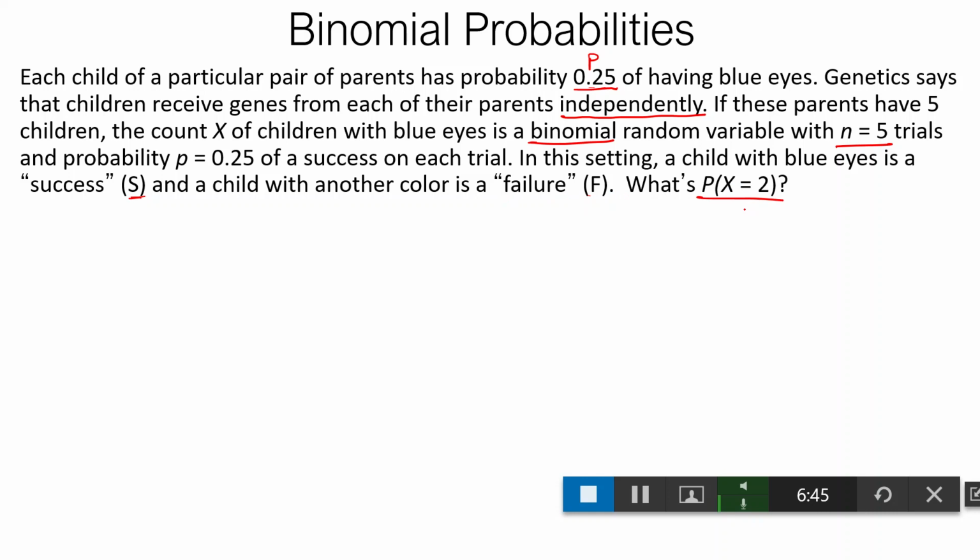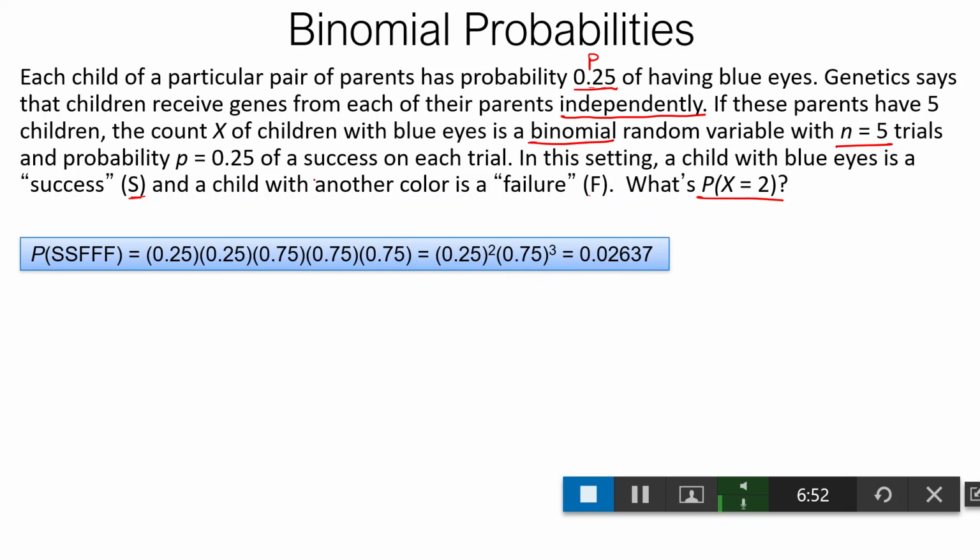What's the probability that X is 2? That means we would have 2 out of 5 kids that have blue eyes. Well, one way to do this would be the probability of success times the probability of success times the probability of failure and the probability of failure. It's independent, so we can do this. We can find the probability of all these things happening. It's just the product of all their probabilities. That's where independence comes in. That's why we need to check that condition.